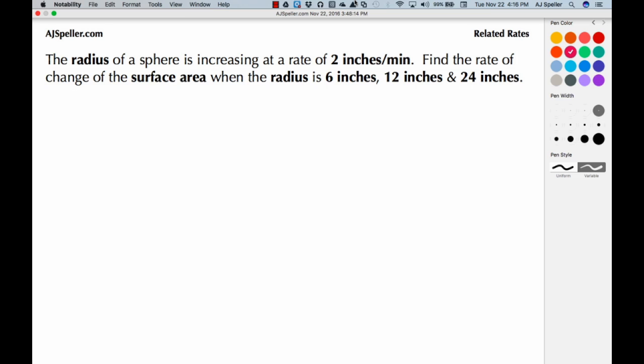The radius r of a sphere is increasing at a rate of 2 inches per minute. Find the rate of change of the surface area when the radius is 6 inches, 12 inches, and 24 inches.